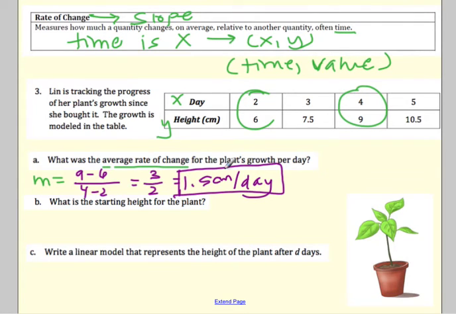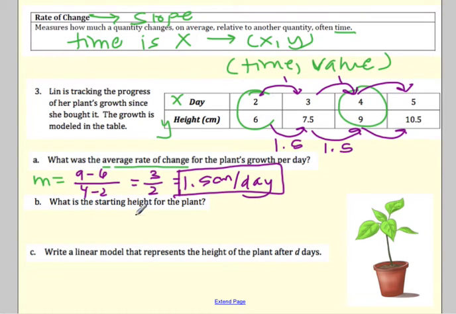The next way to see it is to look at how it's changing in the graph. So if this is counting by ones, it has to be counting by ones, your slope can actually be found by just looking for the change here. So how do I go from 6 to 7.5? I would add 1.5. 7.5 to 9, add 1.5. So that's where I would also get my 1.5 centimeters per day.